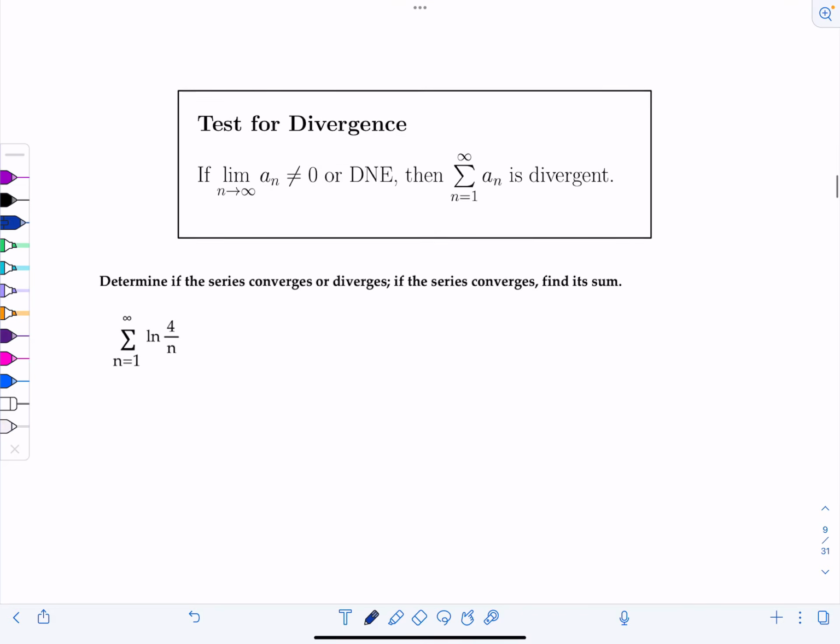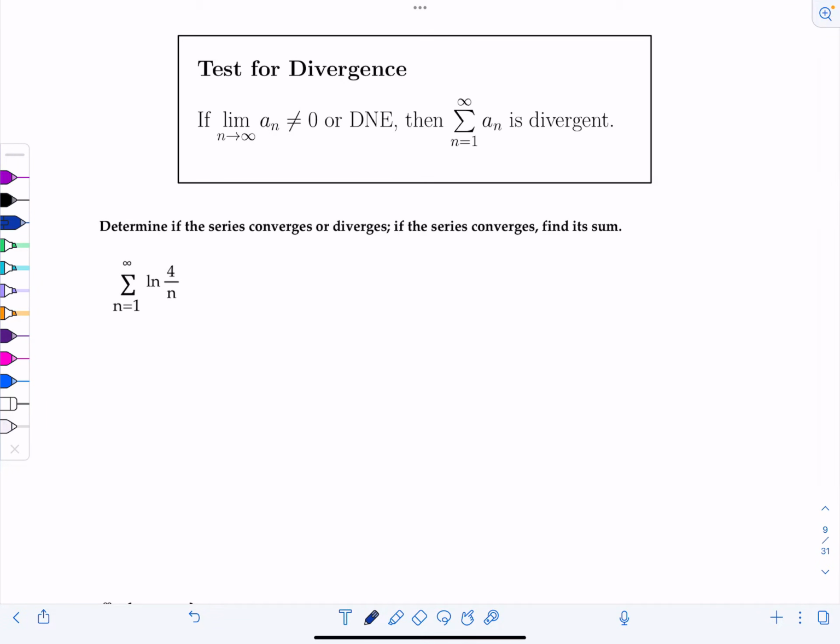Now, one other test that is useful is the test for divergence. Keep in mind what the name of this test is. It is the test for divergence. Therefore, it can only be used to tell you that a series diverges. It cannot be used to tell you that a series converges. Remember the name. Don't use it inappropriately.